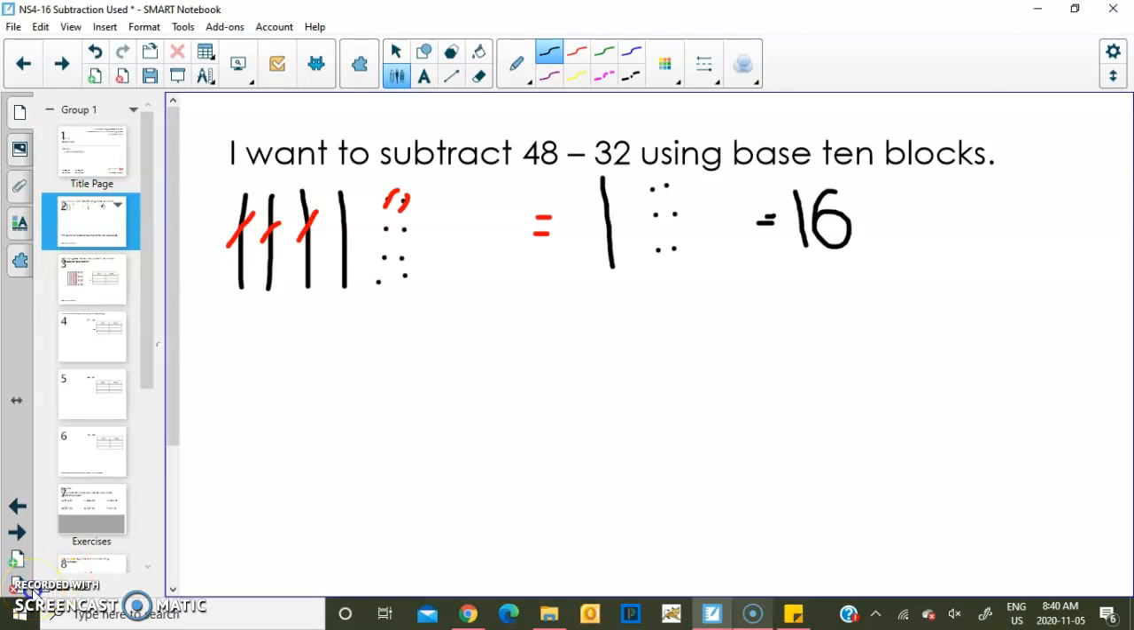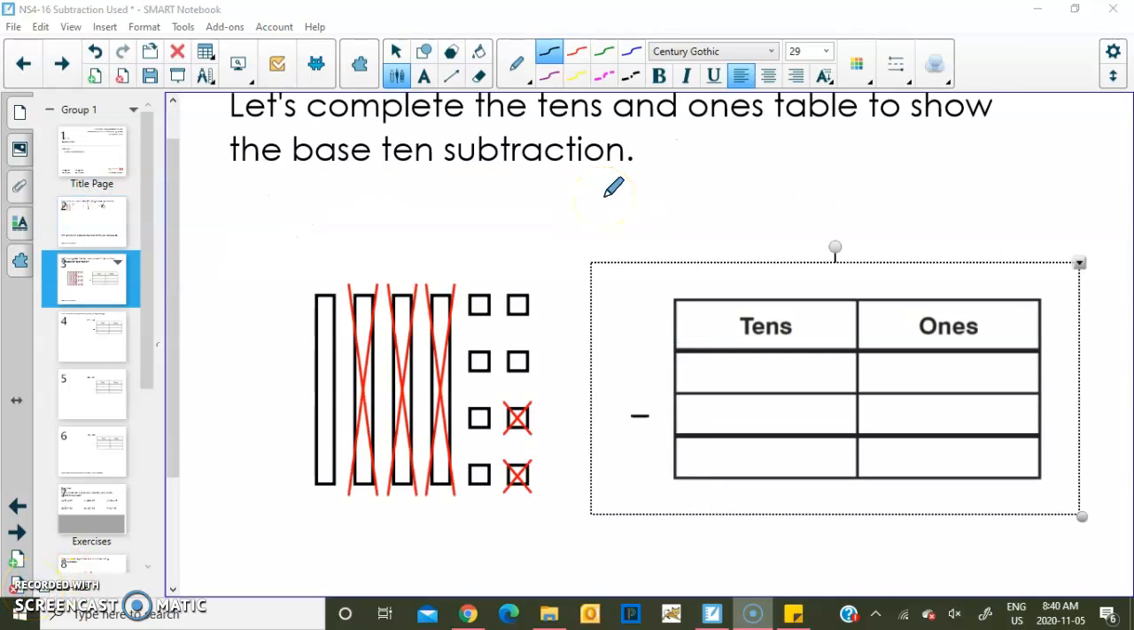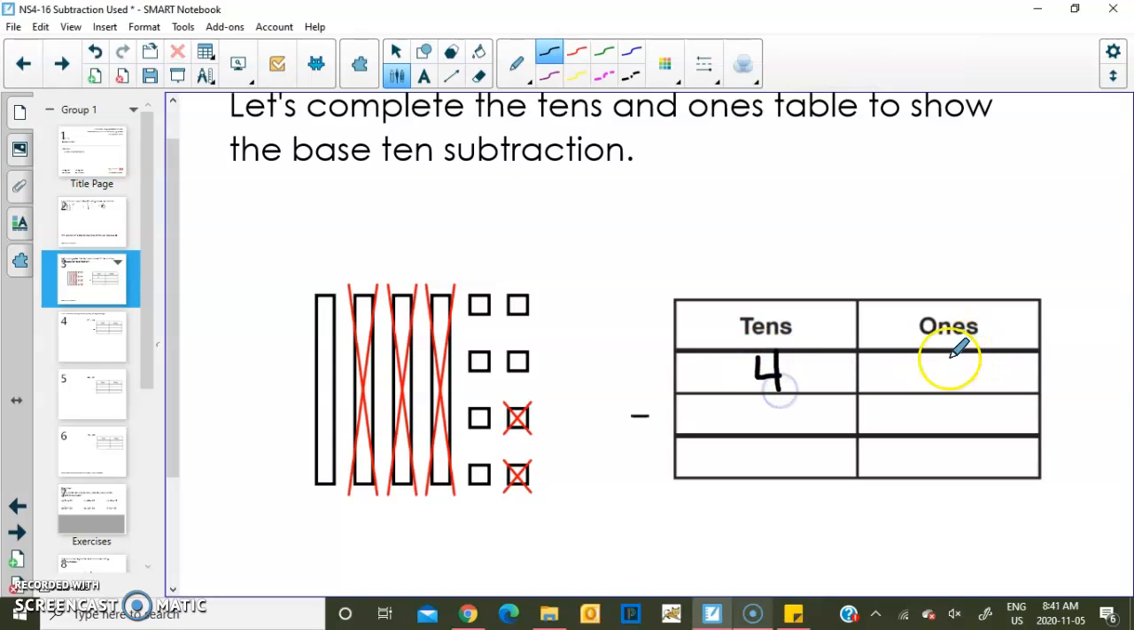Good work, grade 4s. Okay, so now we can actually solve this problem, 48 minus 32, by using a tens and ones table, okay? So we started out with 48, and we're subtracting 32. Okay, so we have 8 minus 2, which equals 6. And we have 4 minus 3, which equals 1, which equals 16.